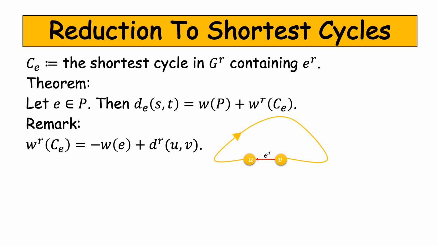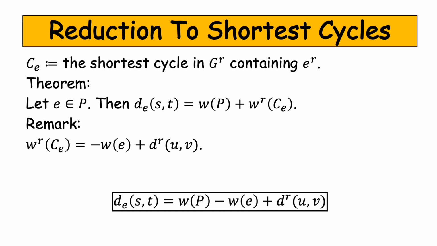So what can we say about the minimal cycle containing ER in the graph GR? Well, it's composed of the edge ER with the shortest path from U to V, and therefore its weight is equal to the weight of ER, which is minus the weight of E, plus the distance from U to V in the graph GR. So if we summarize everything together, we have this formula. Basically, if we want to compute the distance from S to T in the graph G minus E, we need to compute a distance from U to V in the graph GR.